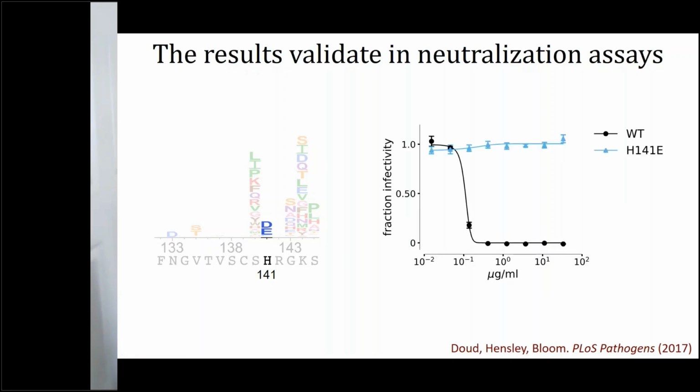And in fact, we can see that's true. Here's the wild type virus. It's potently neutralized by the antibody. Here's this H141E mutation. It escapes the antibody very potently. But if we make another mutation at this site, such as H141A, it has no effect on antibody neutralization.